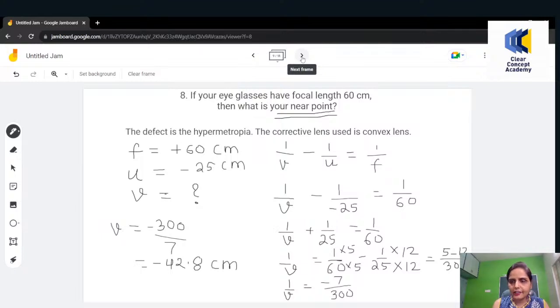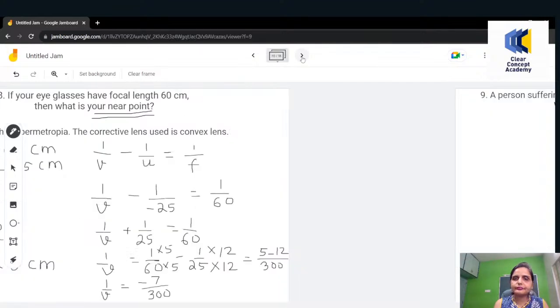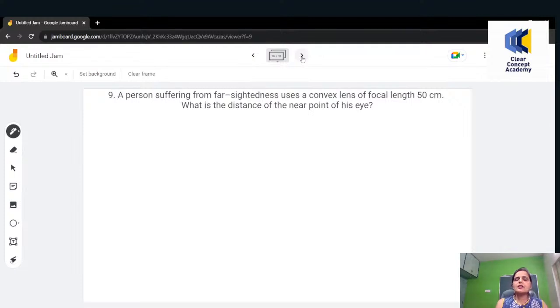We are lagging a little behind the schedule. A person suffering from farsightedness. So what kind of a defect it is? Hypermetropia. Kind of lens used is convex lens. Since it's the convex lens, focal length should be positive. So we have F is equal to plus 50 centimeter. They have asked you to find the near point, shifted near point of the eye. So that is, they have asked you to find V.